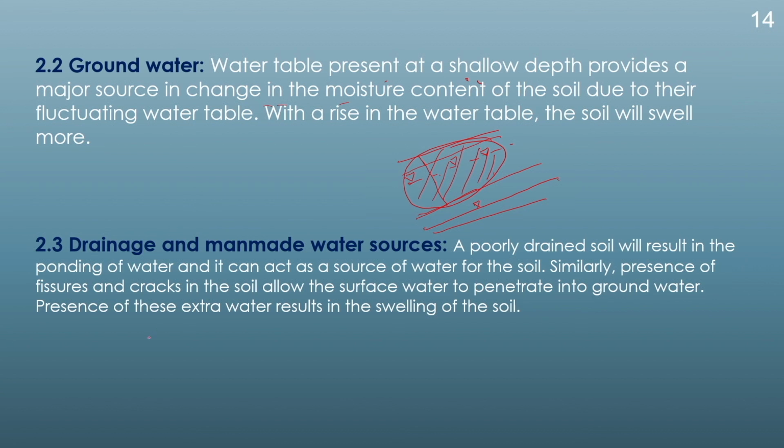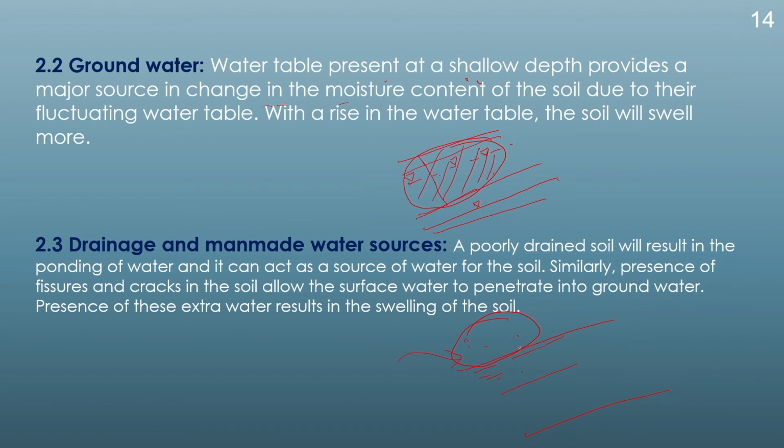The third is the drainage and man-made water sources. A poorly drained soil will result in the ponding of water, and it can act as a source of water for the soil. Now, if we take a soil and the drainage is not good in this soil, any rainfall or any source of water that comes over here will be stored or ponded over here, and this water will act as a source of water for the soil below it.